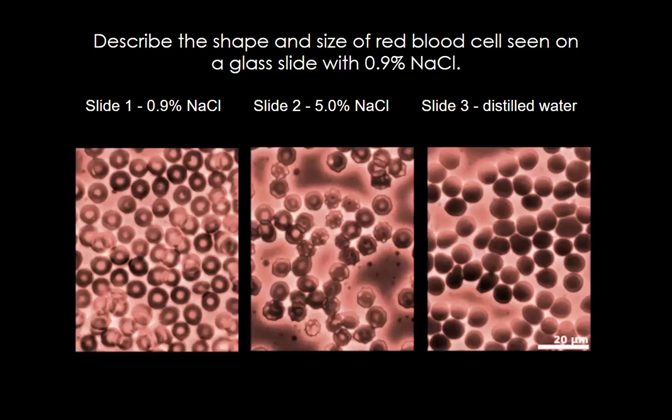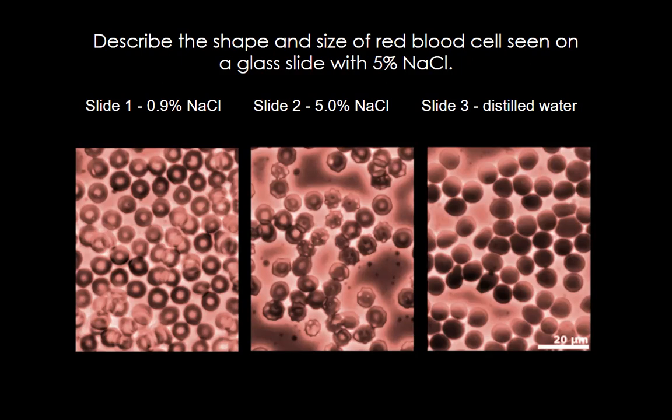Now describe the shape and size of the red blood cells seen on a glass slide with 0.9% NaCl. So as you can see from this image, your red blood cells would be oval in shape, they would be healthy, and they would be normal. On the other hand, if you look at the red blood cell with distilled water, you can see that they are enlarged, they're bloated, and some of them have actually burst or lysed. And then if you compare this with the red blood cells found within the 5% NaCl solution, a lot of them have shrunk down or crenated, and this is because they are very much stressed by the environment.